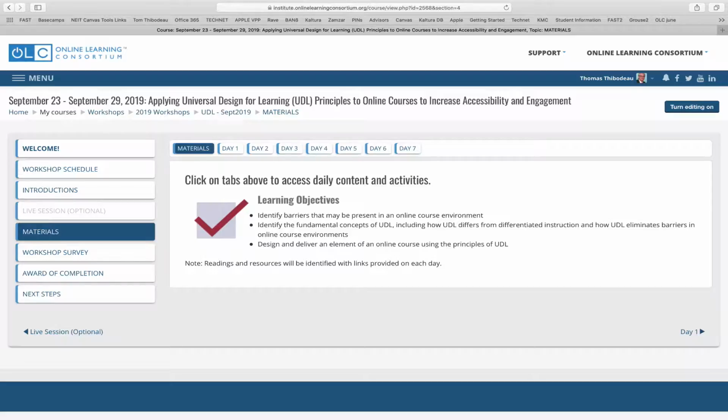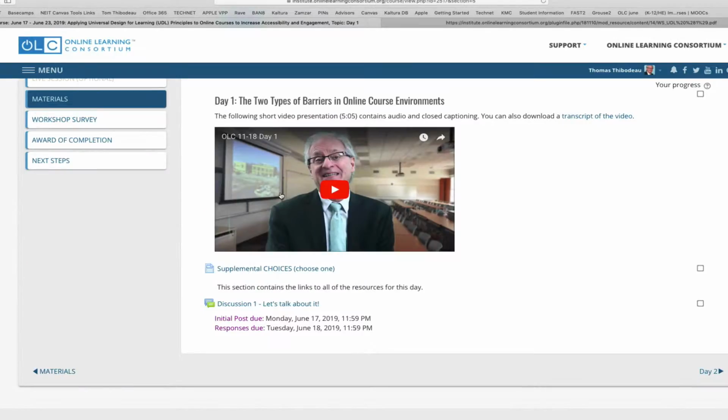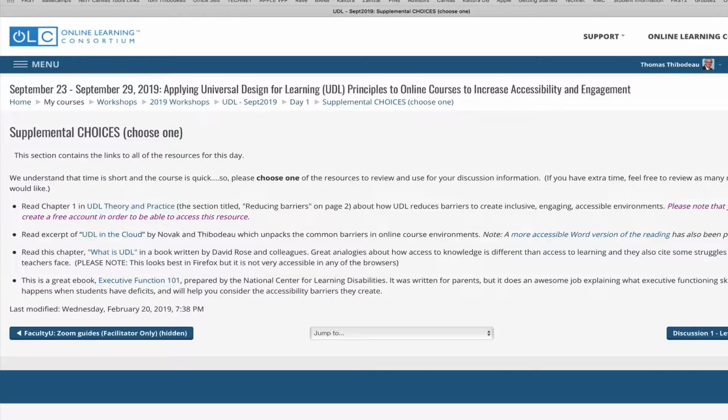Next, let's get into the meat of it as we go into the materials sections. The materials section is basically divided by the days of the 1 week course. So for instance, on day one, there is the video that you can take a peek at, as well as the supplemental choices. Supplemental choices really are a list of resources, references, if you will. Please choose one of these.